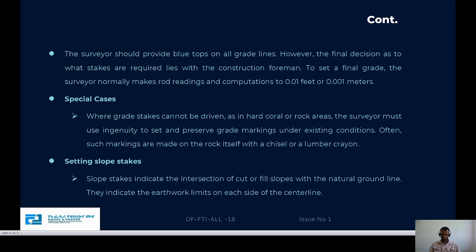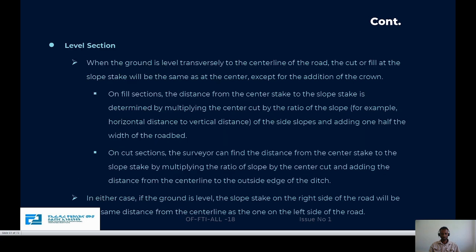Setting slope stakes indicates the intersections of the cutting or filling slope with the natural ground lines. And at level sections, where the ground is level, there is no grade elevation difference to the center line of the road. The cut or fill at the slope stakes will be the same as at the center.